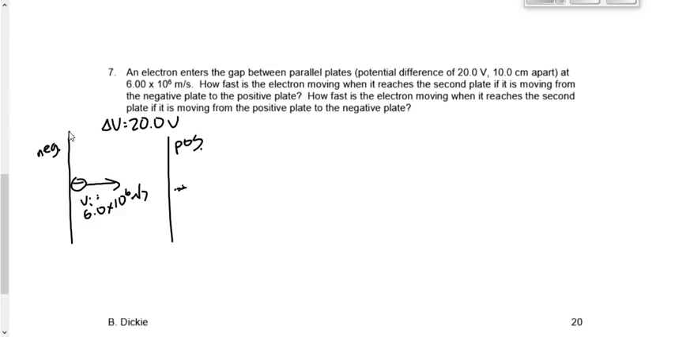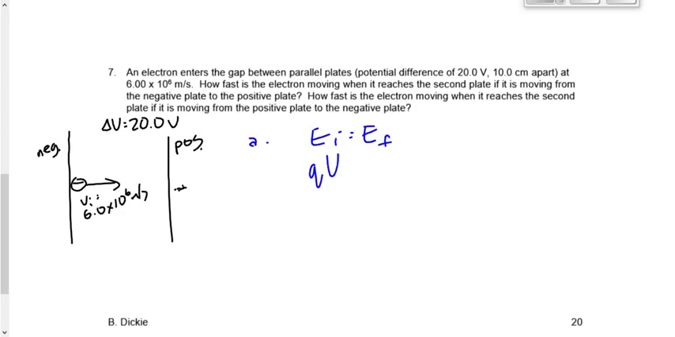When it's going from negative to positive, is it going to speed up or slow down? It's going to speed up. It's repelled from the negative plate. It's attracted to the positive plate. So let's say for question A, speeds up, EI equals EF.